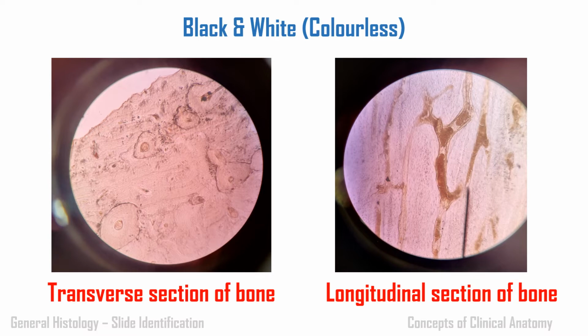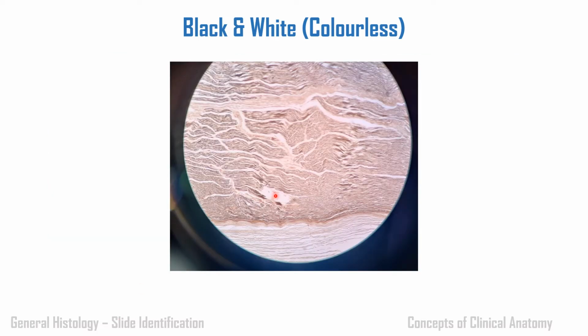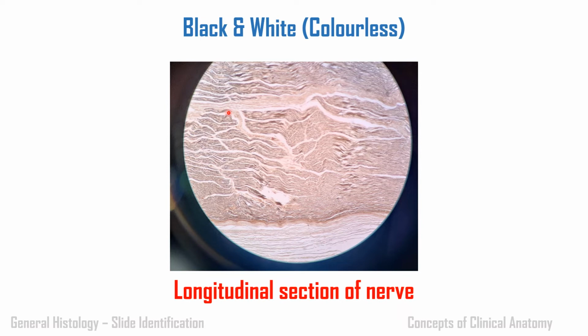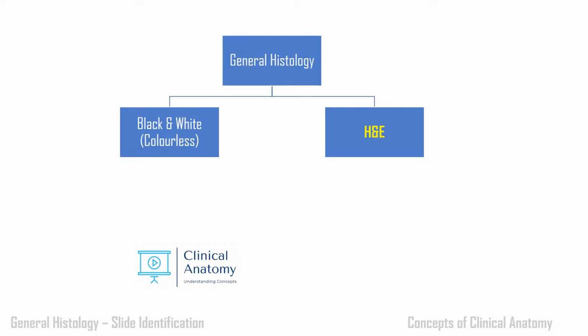Moving to the next slide. This is the other black and white colorless image. This is actually the transverse section of nerve, which is unstained and fixed with osmium tetroxide fixative. That's why the myelin sheath around the nerve is stained black in color and the axon remains unstained. This is only available in a few places. So we have seen all the black and white slides.